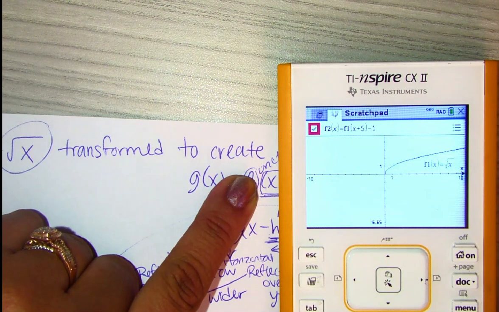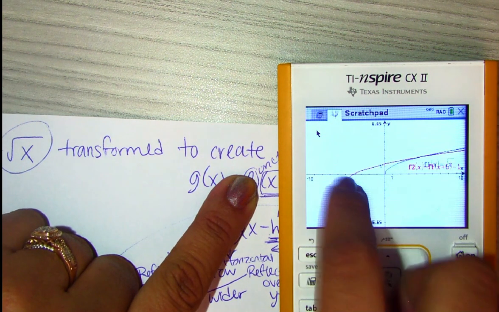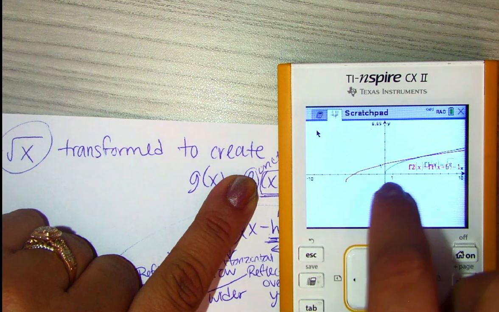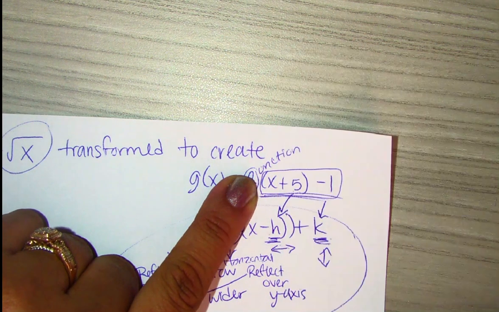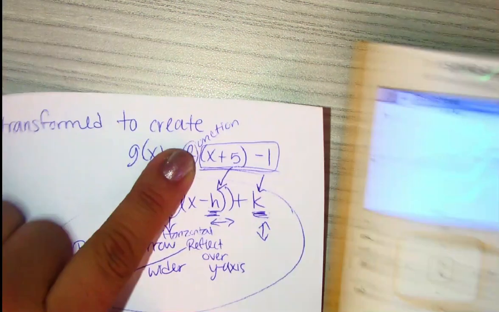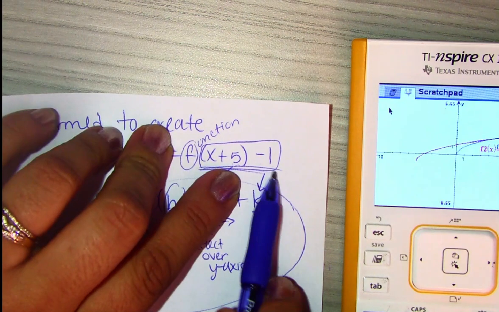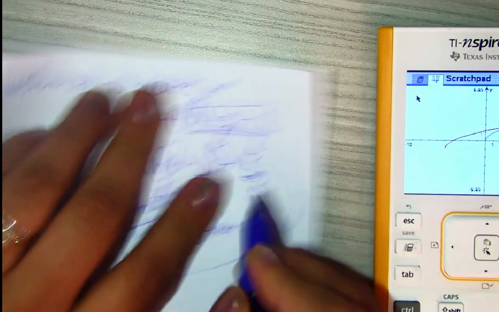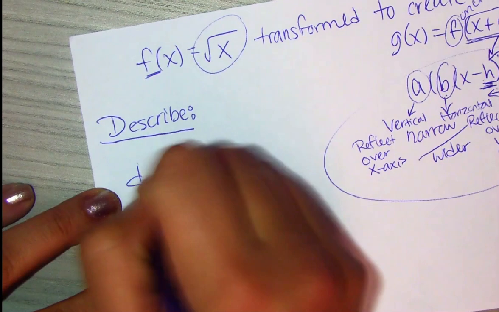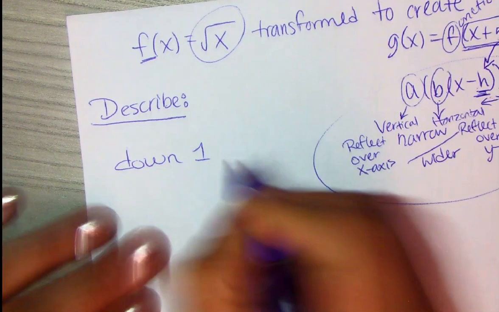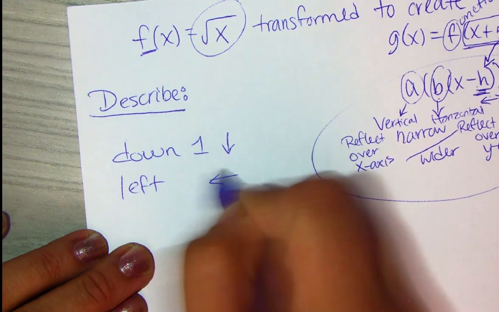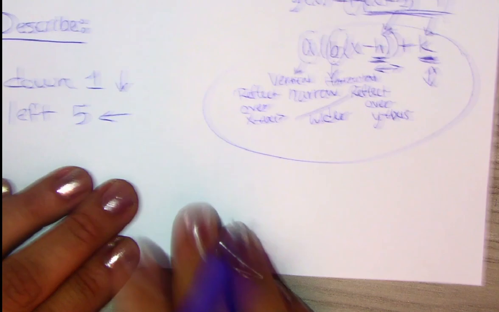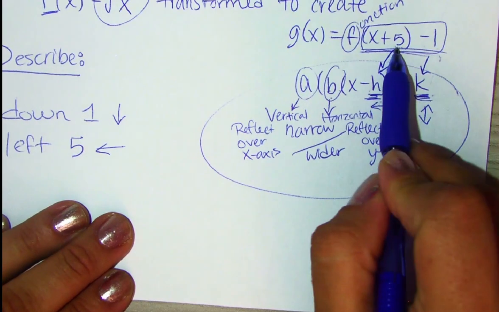Now if I press enter, it shows me the new one. It definitely shows that it went left and then down. If you look at it, it went left 5 spaces and down 1. So it matches that it went down 1. So we're going to say that's the description, down 1, and then to the left 5 spaces.